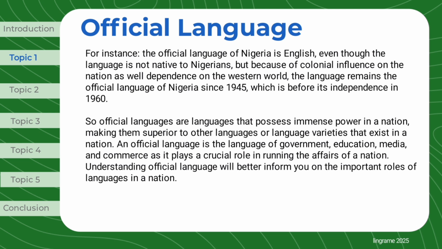So official languages are languages that possess immense power in a nation, making them superior to other languages or language varieties that exist in a nation. An official language is the language of government, education, media, and commerce, as it plays a crucial role in running the affairs of a nation. Understanding official language will better inform you on the important roles of languages in a nation.